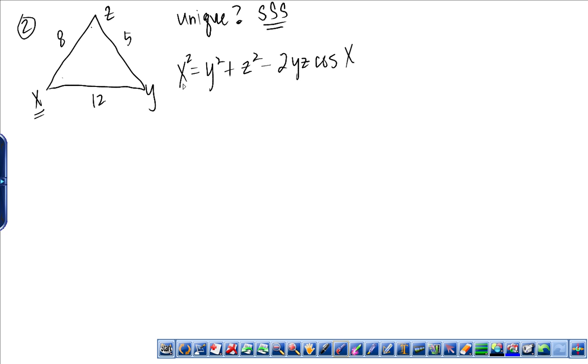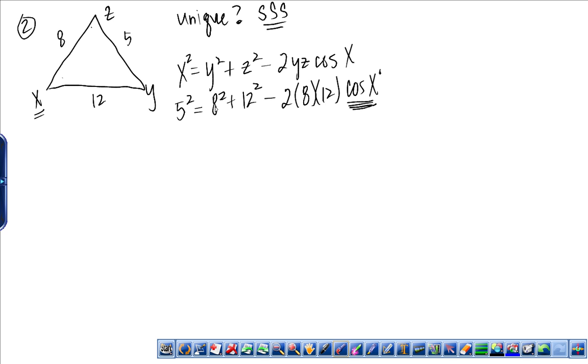Okay, so this is going to be x squared, so this is going to be 5 squared. This is going to be your y, so this is 8 squared plus 12 squared, minus 2 times 8 times 12, and this is cosine of my missing angle, which we do not know, so this is cosine of x degrees. Okay, I'm looking for cosine of my angle. I'm not going to find these values; you're going to find that it's a whole lot easier if you just solve for cosine of x degrees.